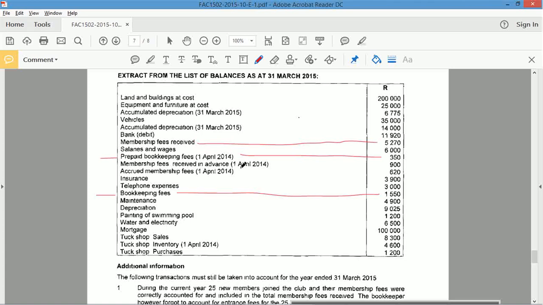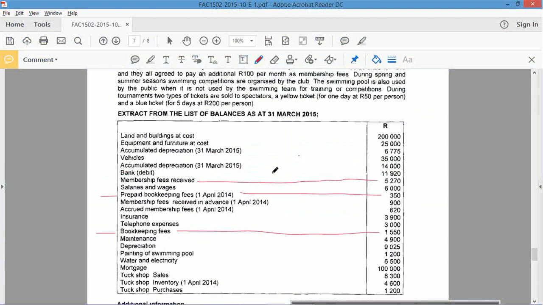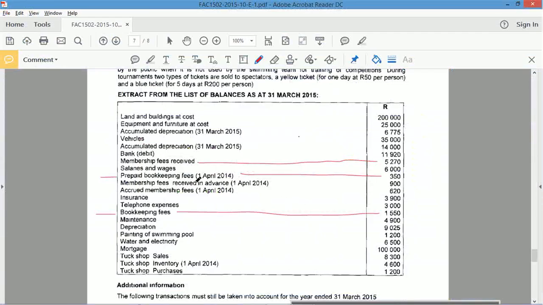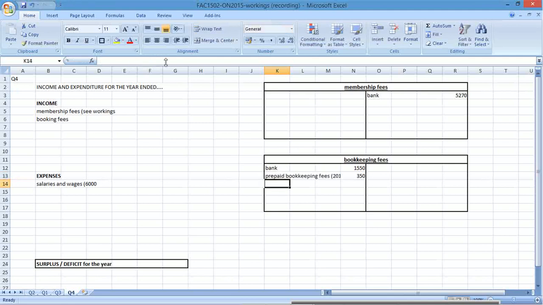Right, membership fees received in advance. Okay, but bookkeeping fees. What am I saying? Booking fees. Bookkeeping fees. We're not booking something. It's bookkeeping fees, so it's actually an expense. So a prepaid bookkeeping fee would be an asset. So this needs to go on the other side. Okay, this is actually an expense, bookkeeping fees. If it's a prepaid bookkeeping fee, you've prepaid the expense, so it's an asset. You would credit the asset, you would debit this year, so it'll go off this year. So this also needs to come this side. Prepaid bookkeeping fees.